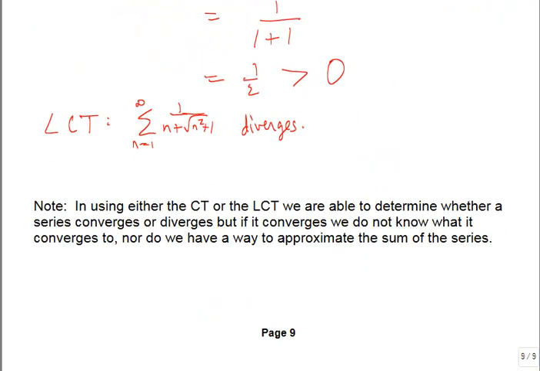So just a note here, when you're using either the comparison test or the limit comparison test, we are able to determine whether the series converges or diverges. But if it converges, we don't know what it converges to, nor do we have a way to approximate the sum of the series. So these are powerful tests, but they don't tell us everything. They just tell us whether they converge or diverge, but they don't actually tell us what that sum actually is.